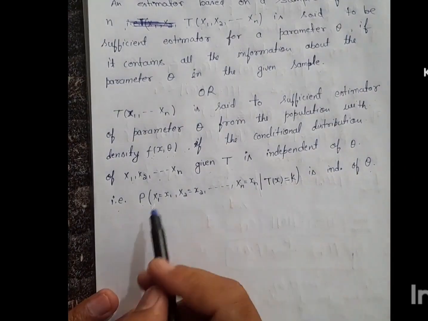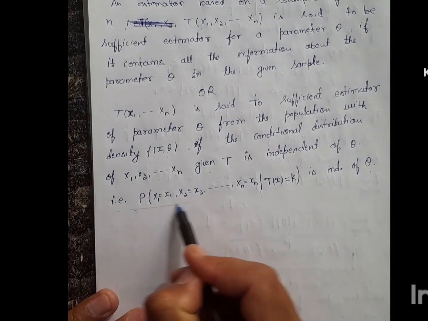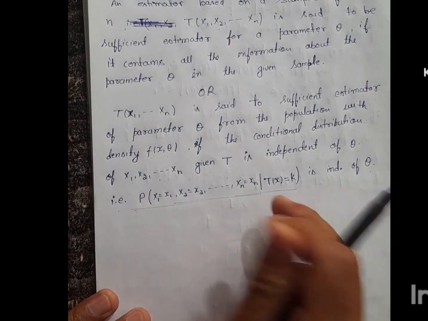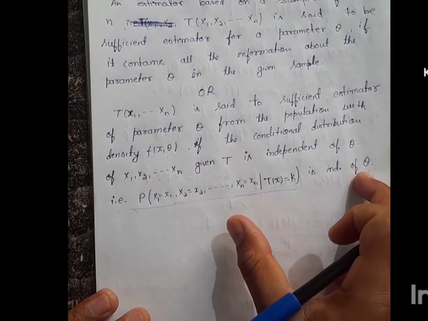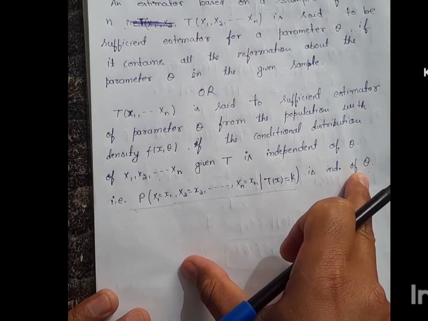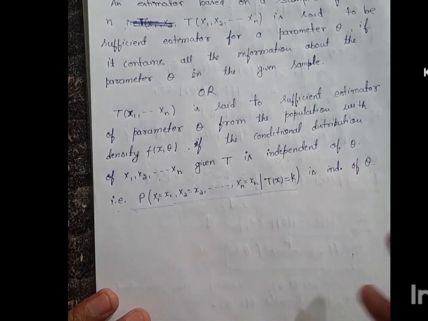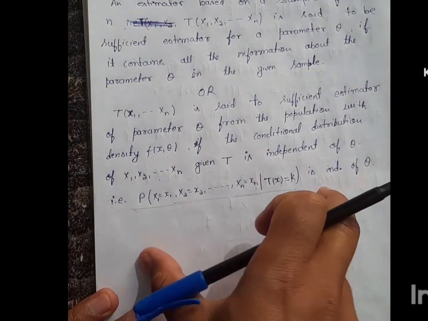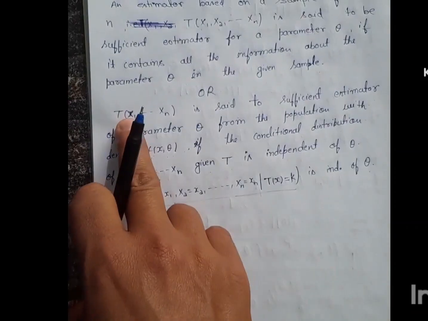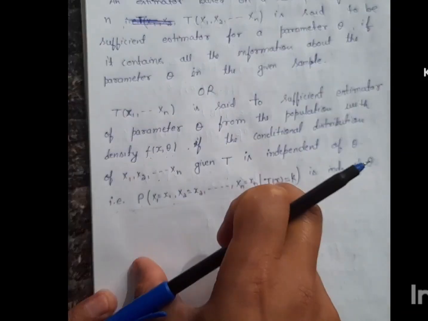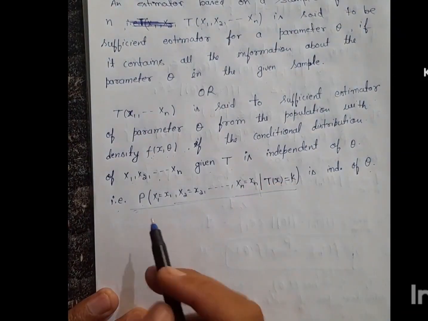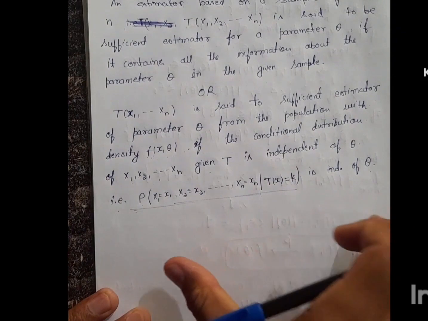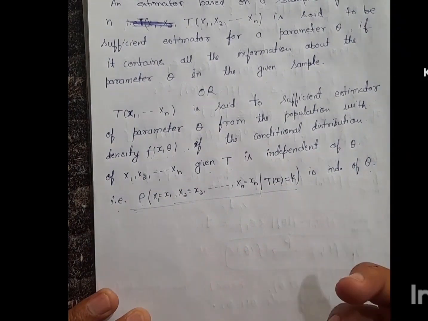When you find this conditional probability function, if it depends on theta, then it is called an ancillary statistic. We discuss it in a later section. If it is independent of theta, then we say that the estimator T is a sufficient estimator of theta. This is the first approach to find the sufficient estimator of an unknown parameter.